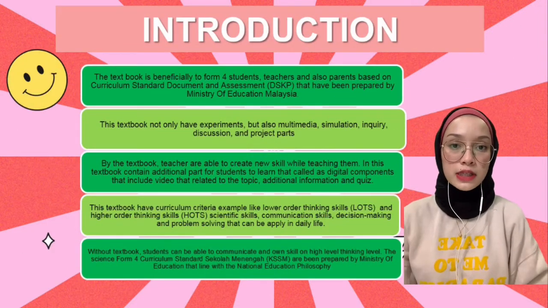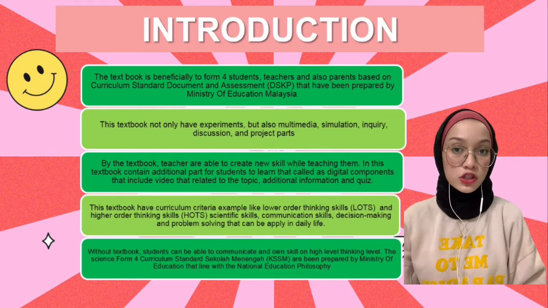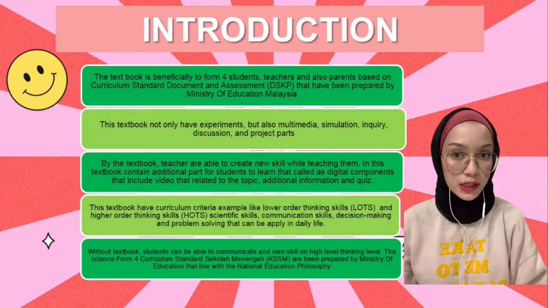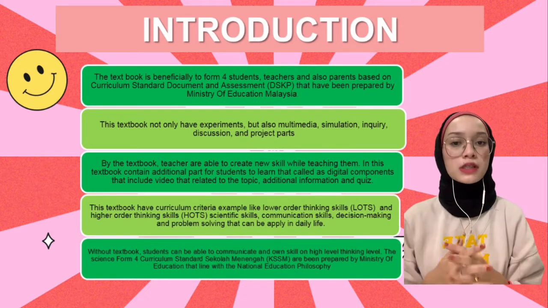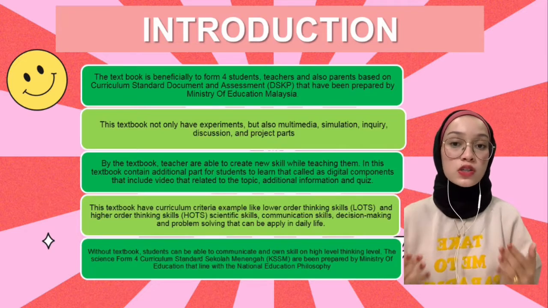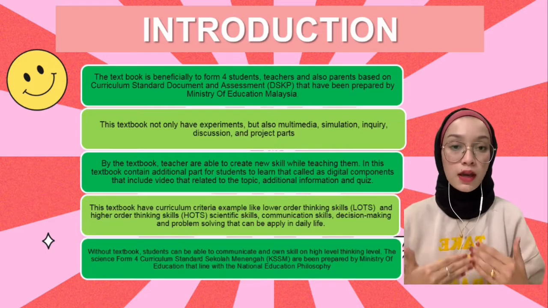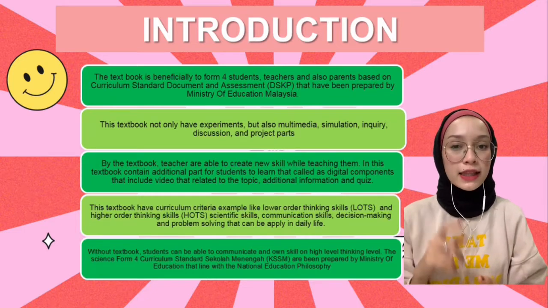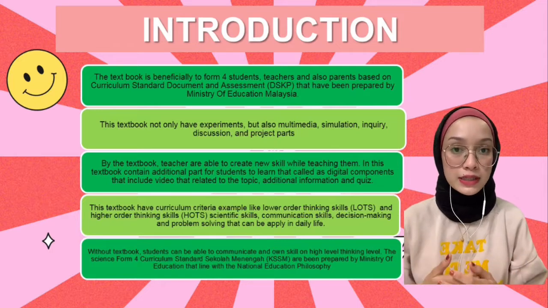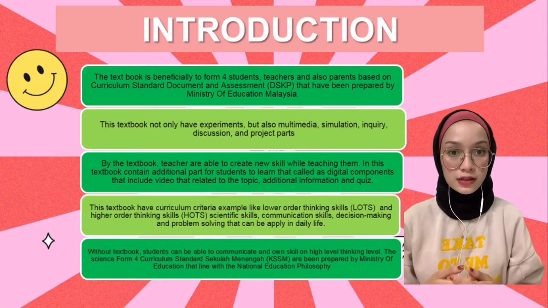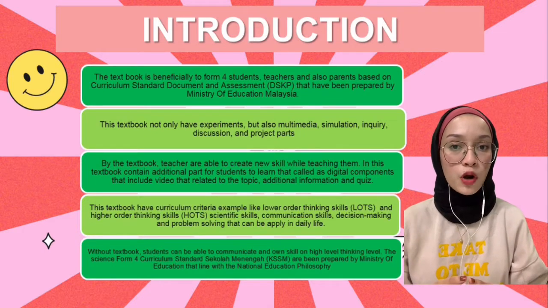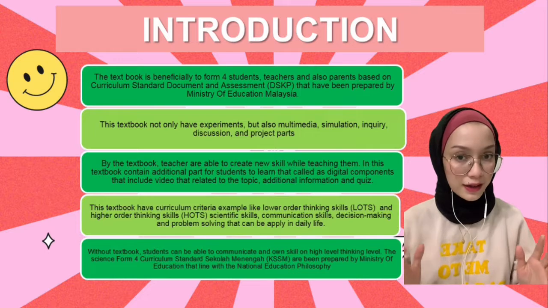This textbook is beneficial to Form 4 students, teachers, and also parents, based on the Curriculum Standard Document and Assessment (DSKP) that have been prepared by the Ministry of Education Malaysia. These textbooks are to help students be more innovative, creative, and own high-level thinking skills. This textbook also has curriculum criteria, for example lower order thinking skills and higher order thinking skills, scientific skills, communication skills, decision making, and problem solving that can be applied in daily life.